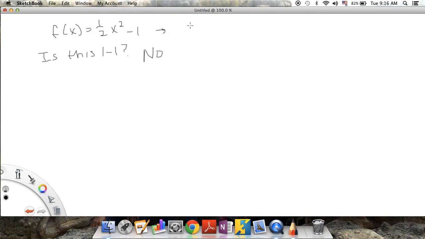You'll notice from our formula that we learned with parabolas that our vertex is at 0, -1. And we have this. And if we plug in, let's say x equals 1, then we're going to get minus a half. And we'll end up with something like this. And there's our graph. You notice it would not pass a horizontal line test.